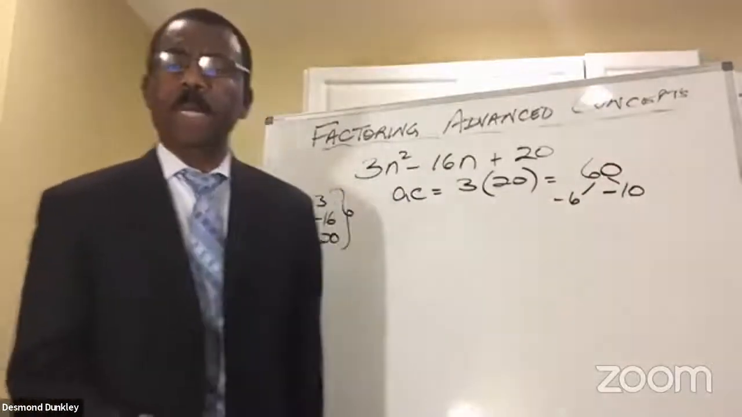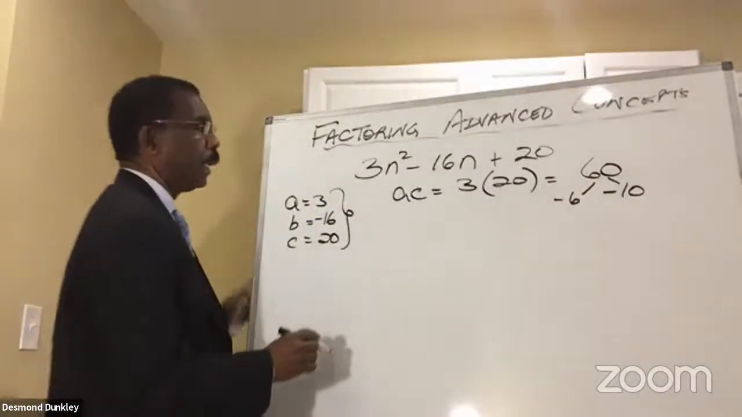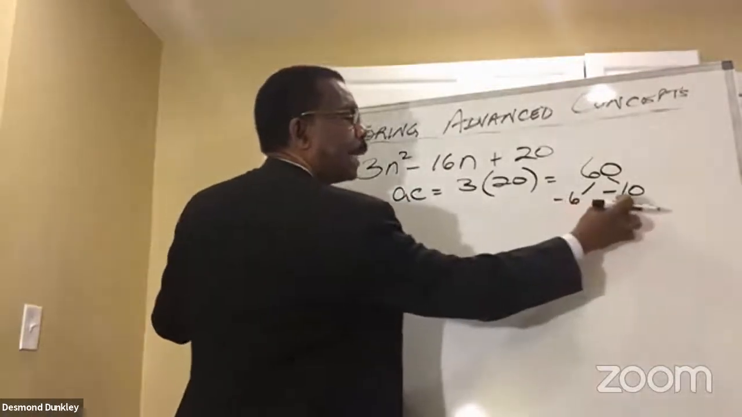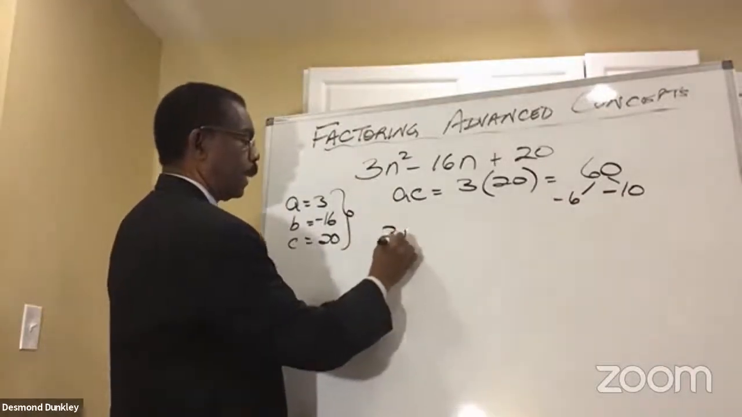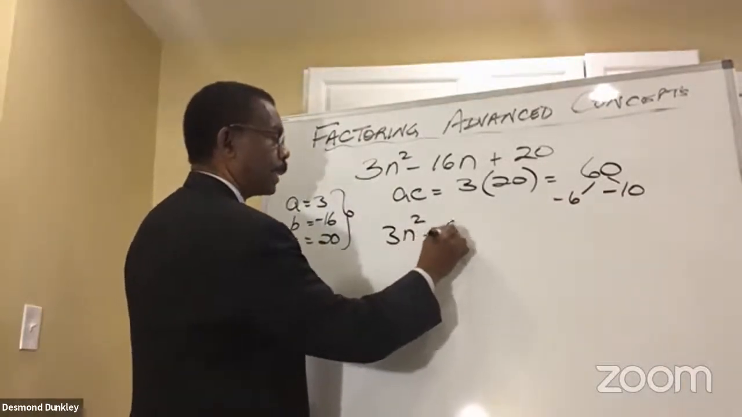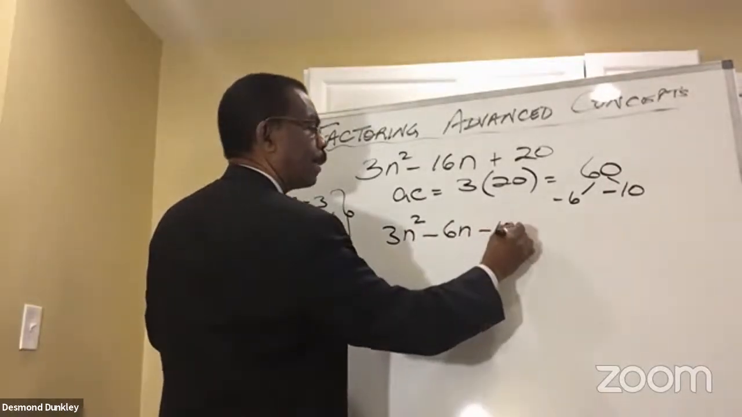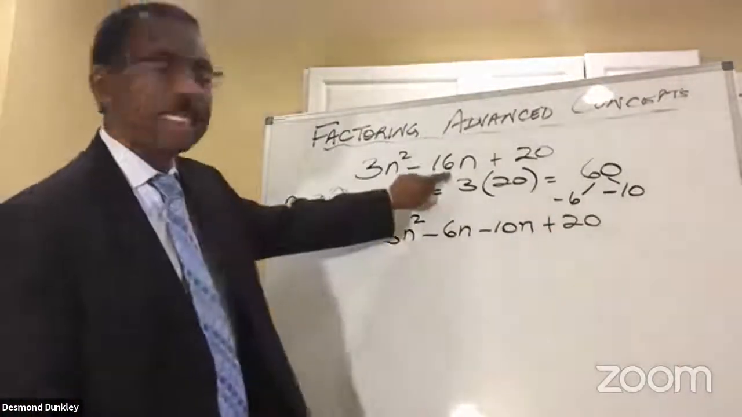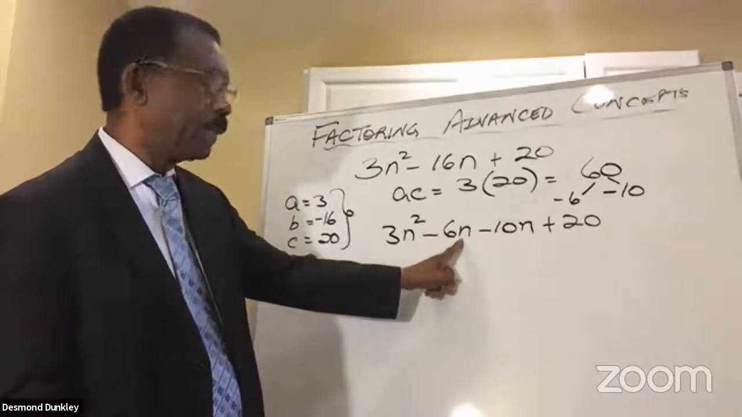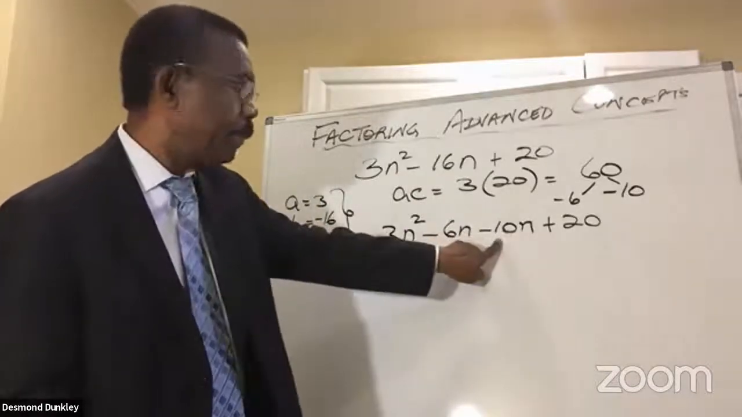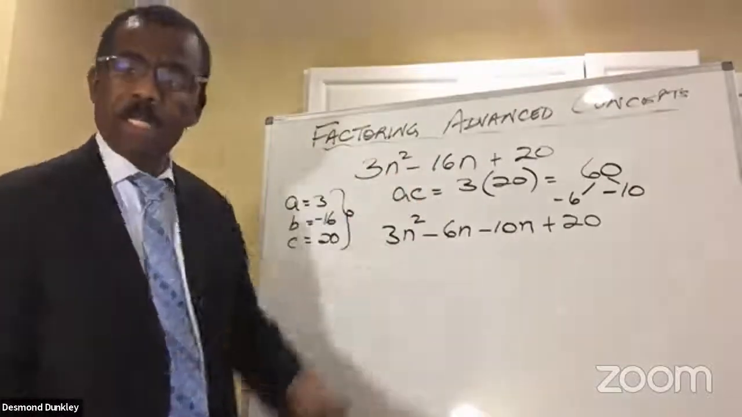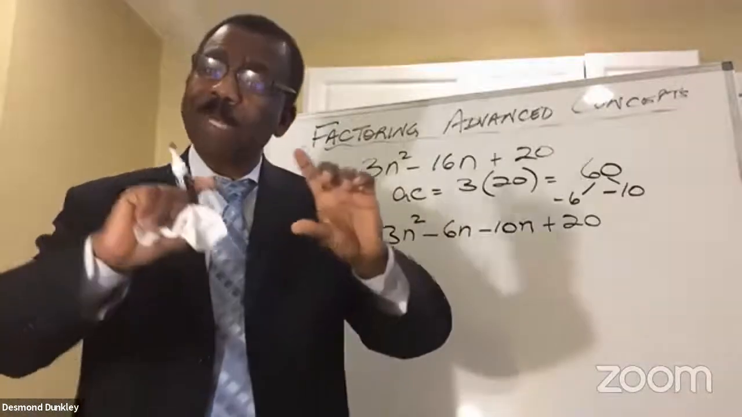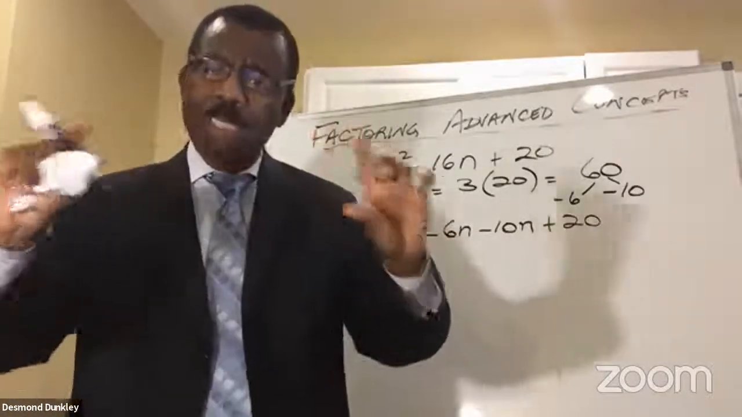Those are the two numbers we're getting from step 2. Step 3, we're going to replace this term using negative 6n and negative 10n. So 3n squared minus 6n minus 10n plus 20. Notice we had negative 16n before. Now we have negative 6n and negative 10n. Put them together, we still have negative 16. So we haven't changed the value of the equation, we have just changed the representation. Not the value, just the representation.